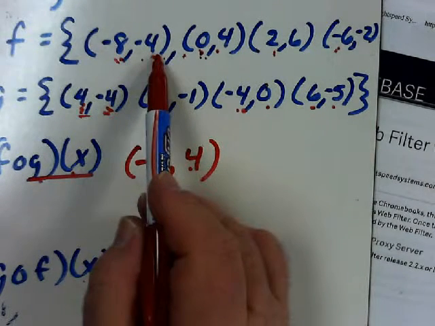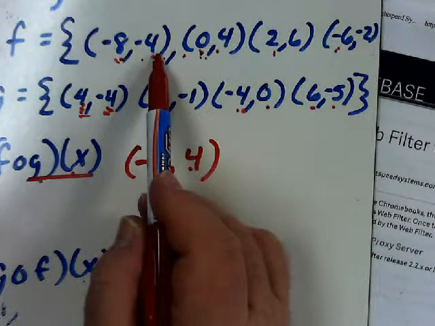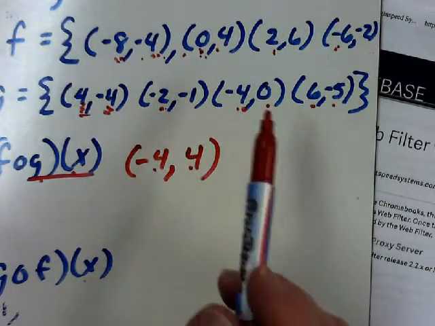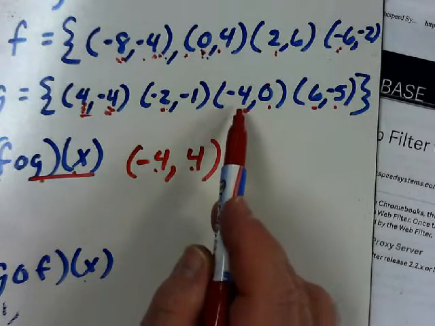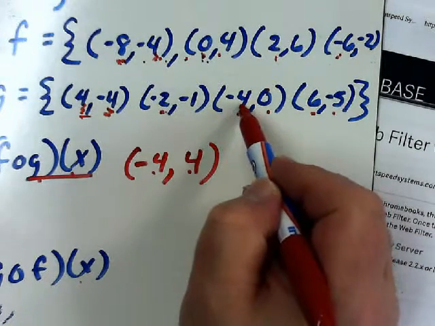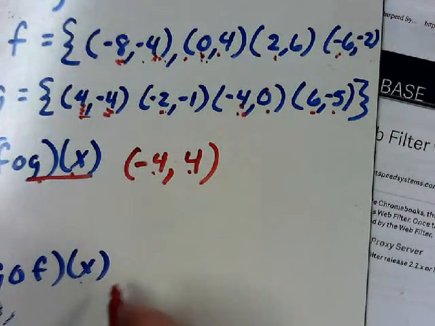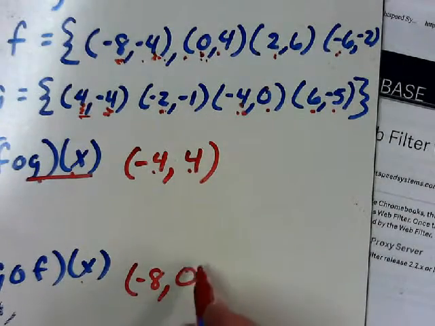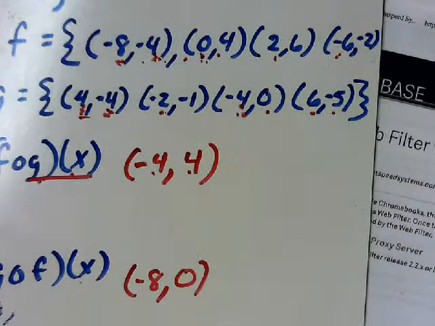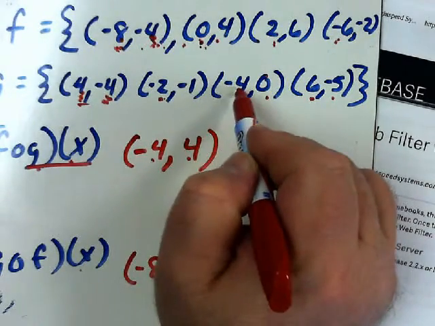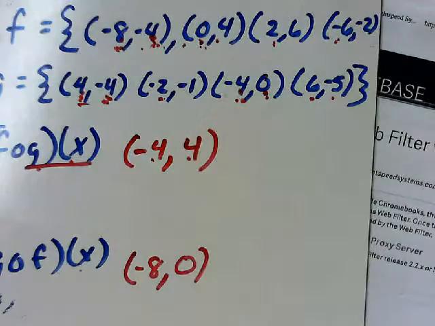Yep. What do I do with that -4? Put it into the g function then, right? Yep. Out of all these ordered pairs, do I have any ordered pair that starts with a -4? Yeah. So this -8 went to a -4. This -4 comes down here, doesn't it? So the domain of the first one was -8, the range ended up being 0. -8 to -4, come down to your other function, -4 ended up being a 0, right?